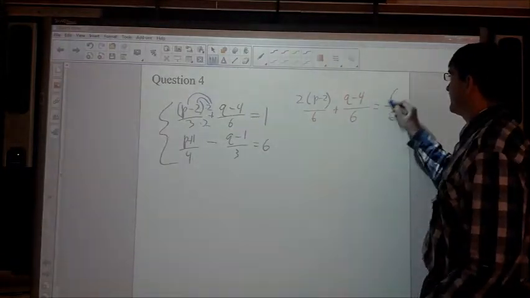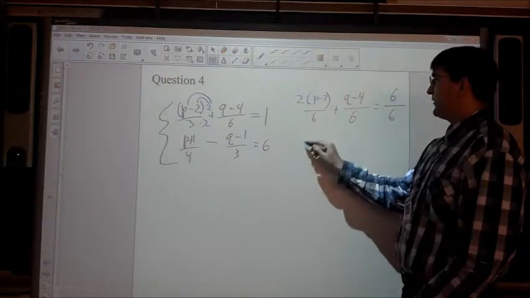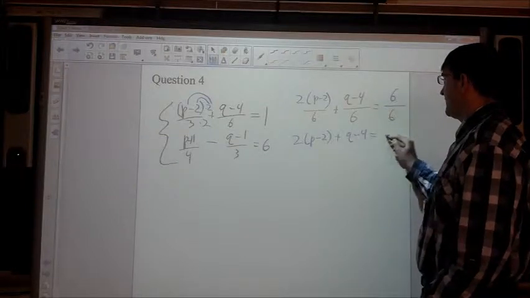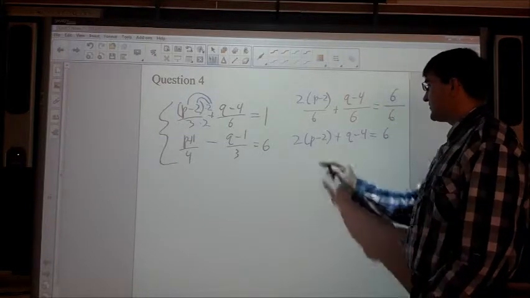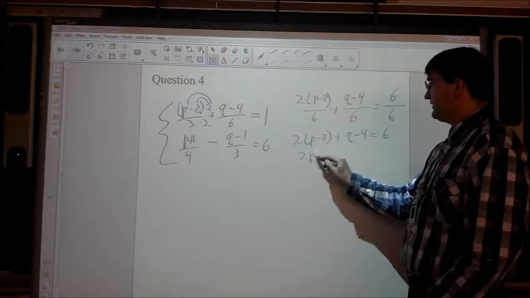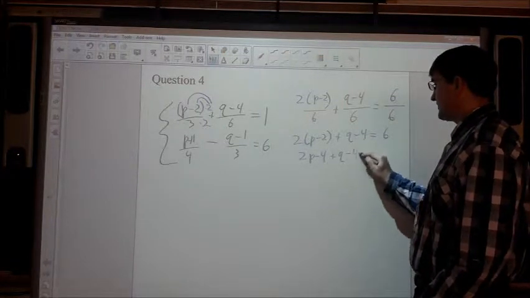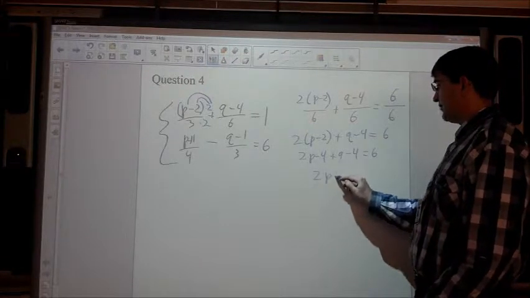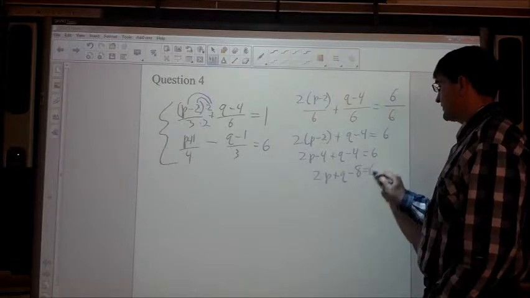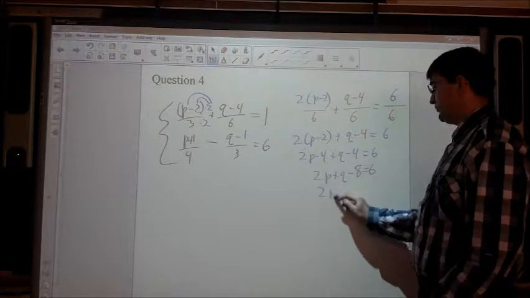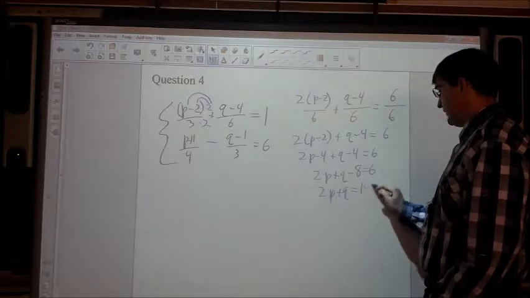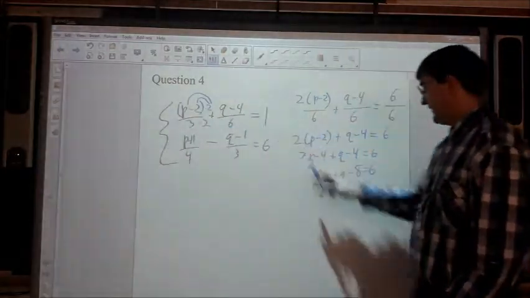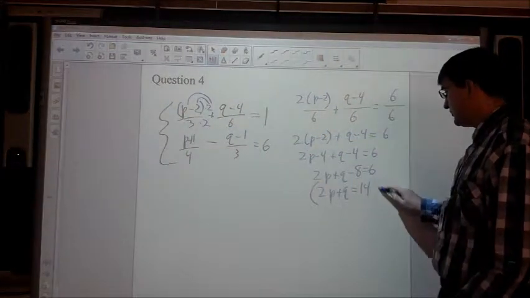And then, of course, the 1 over there turns into a 6, and the point here, then, we get 2 times quantity p minus 2, plus q minus 4, nothing happened there, equals 6. And so that gives me then 2p minus 4 plus q minus 4 equals 6. And subsequently, 2p plus q minus 8 equals 6. And then 2p plus q equals 14. So this whole business up here eventually just turns into simply 2p plus q equals 14.